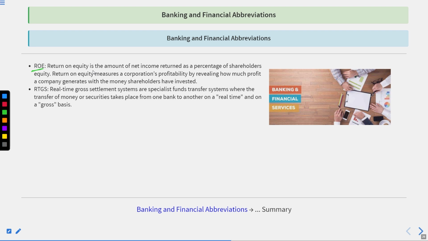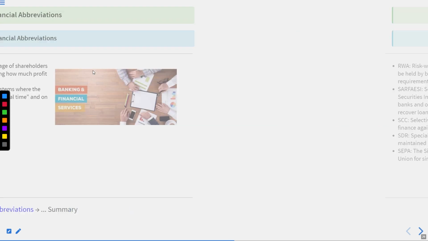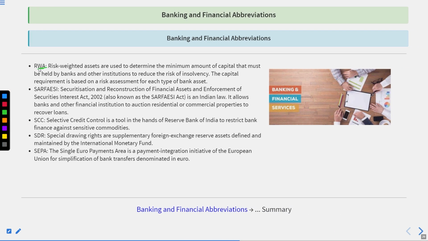where the transfer of money or securities takes place from one bank to another on a real-time and gross basis. RWA, risk-weighted assets, are used to determine the minimum amount of capital that must be held by banks and other institutions to reduce the risk of insolvency. Capital requirement is based on the risk assessment for each type of bank asset.